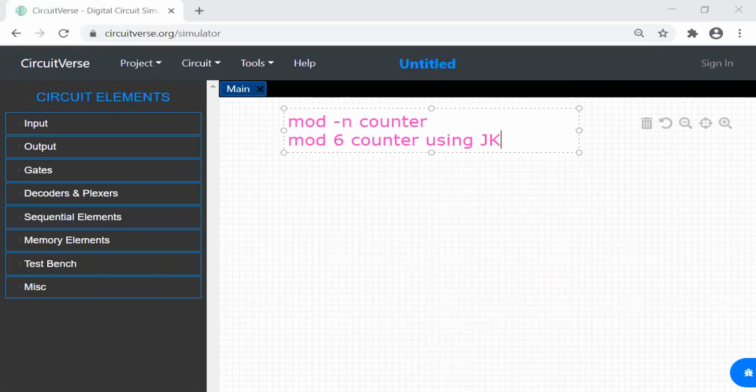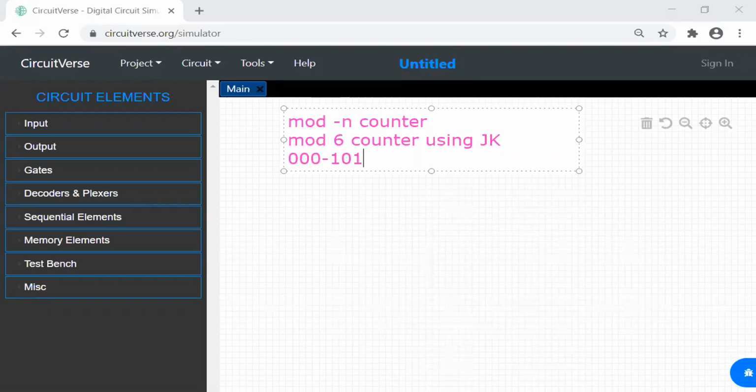Now what do you mean by mod 6? Mod 6 counter means the counter will count from 000 to 101. That means it will count from 0 to 5. If you have to implement a mod 6 counter, the minimum number of bits required will be 3 bits. To represent 6, we need 3 bits.